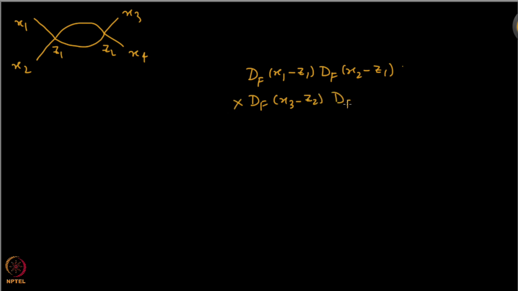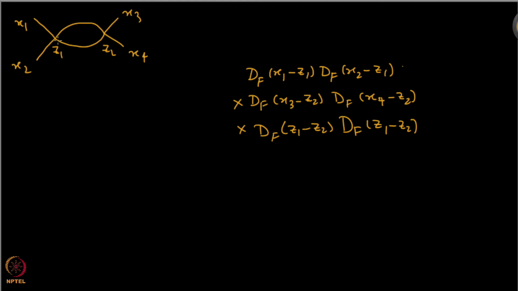Then you have DF of x4 minus z2, which is this one. Then you have DF of z1 minus z2, this one. Then you have this propagator, again z1 minus z2. Okay, good. Then I recall that for each vertex I have to integrate over the internal points z1 and z2.